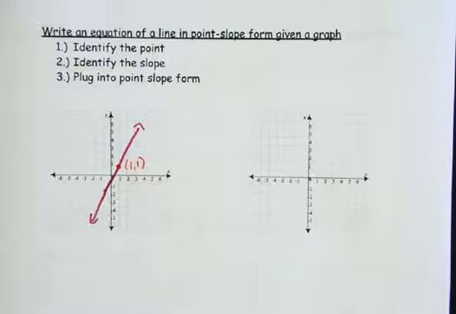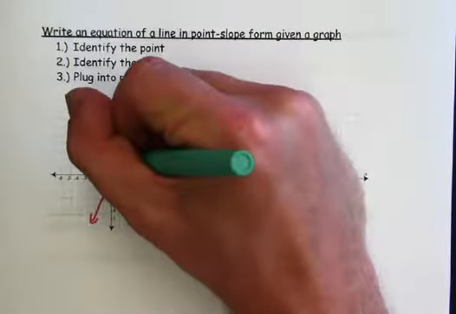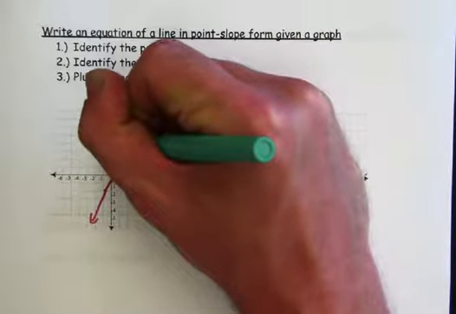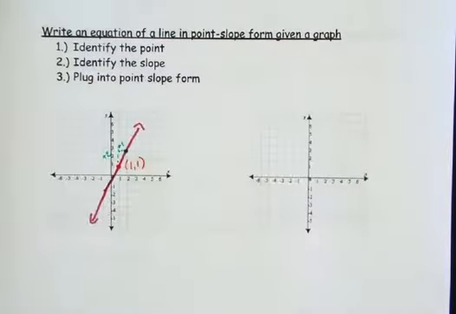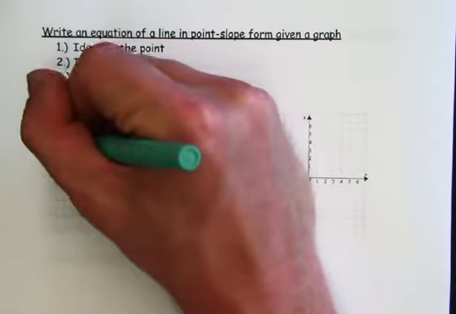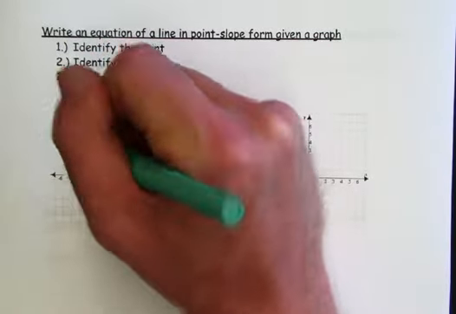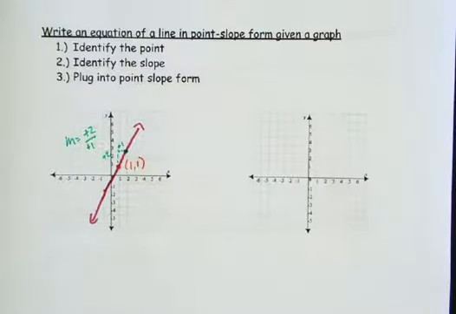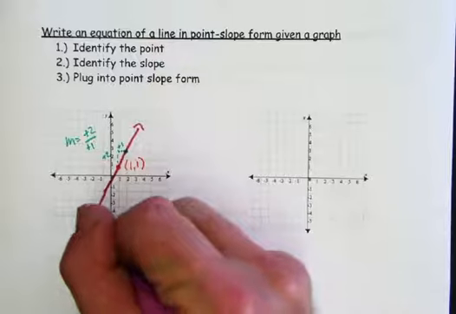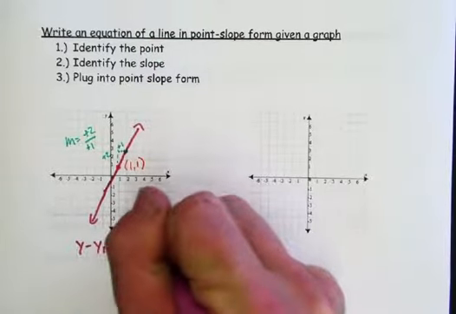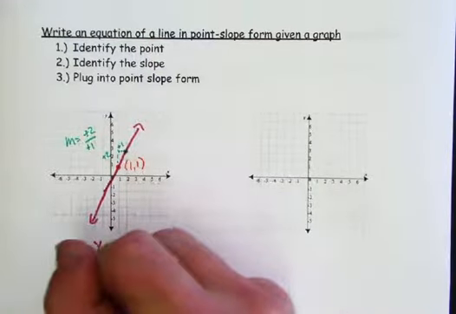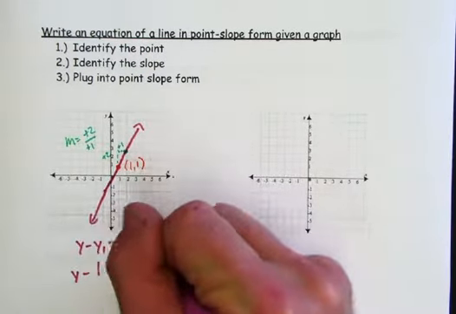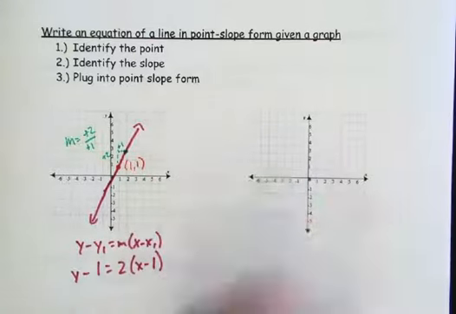Then, let's find the slope. Well, if I go up 2 and over 1, I get another point. So our slope, m, is plus 2 over plus 1, or 2. Then I can write out y minus y1 equals m times x minus x1, or y minus 1 equals m, which is positive 2, times x minus x1, which is 1. There's our equation.